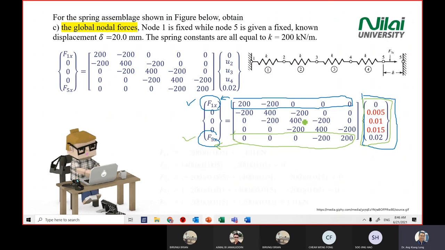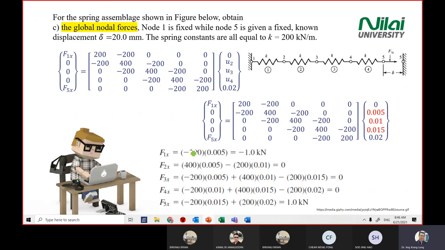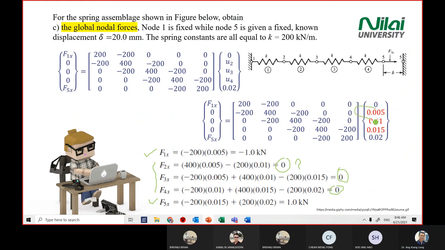I already give you the detail on the screen here, so you can take your time to read through. I just show you how to get F1X and F5X. You just substitute the numbers. And you can double check whether your answer is correct or not, whether it's 0 at the end. Especially for F2X, F3X, F4X, at the end you will get 0, 0, 0 when you expand the equation. What happens if you do not get 0? Meaning the numbers that you found in the previous section are wrong.